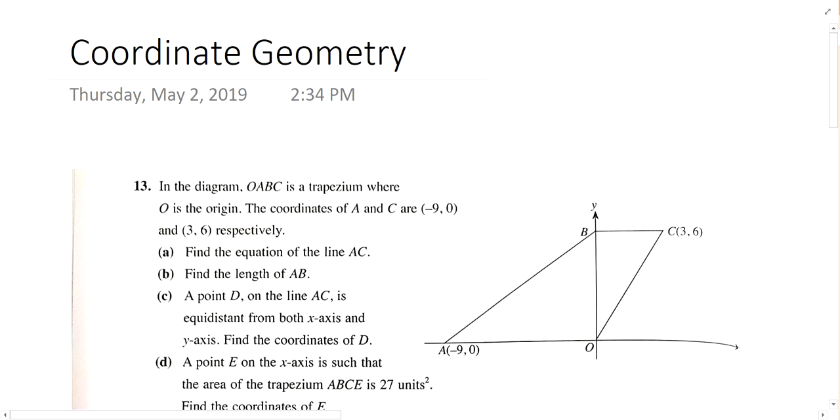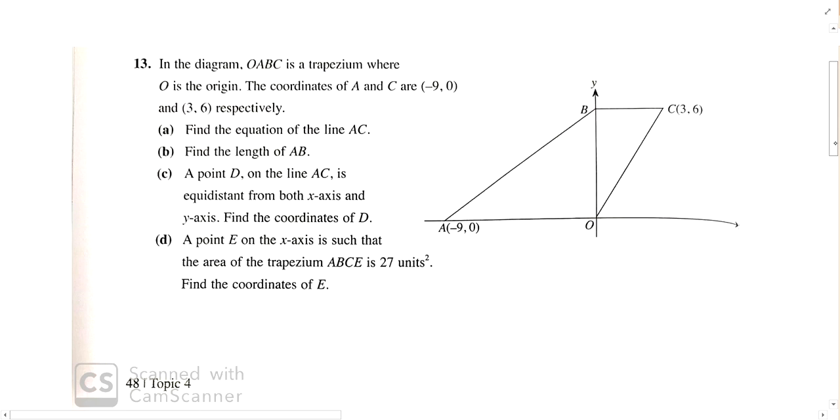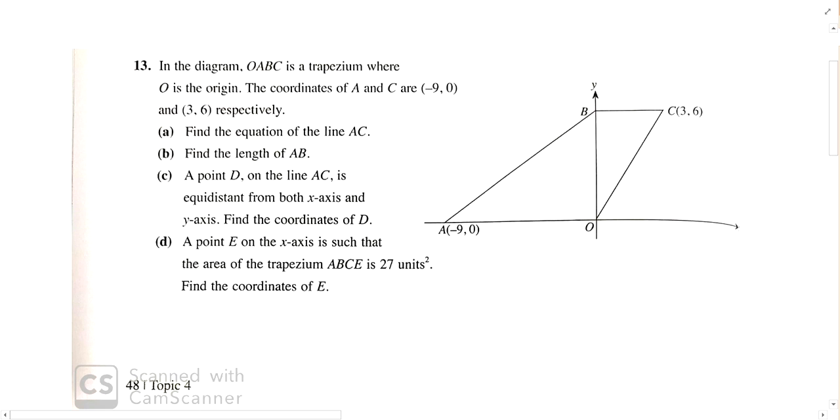Okay, so this video is for the Coordinate Geometry Mentor Series questions. For question 13, part A, to find the equation of AC, we see that we are already given coordinates of 2 points, which is more than enough, which is sufficient for us to find the gradient, and therefore using substitution of one of the set of coordinates into y equals mx plus c, we will find the y-intercept.